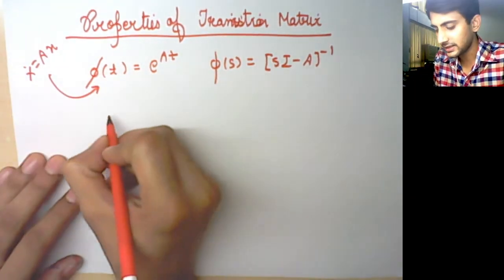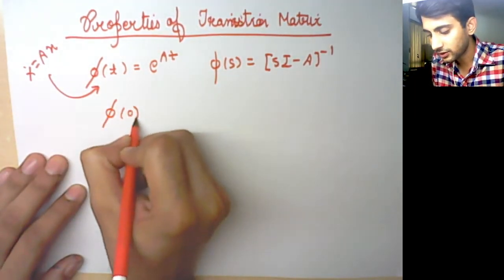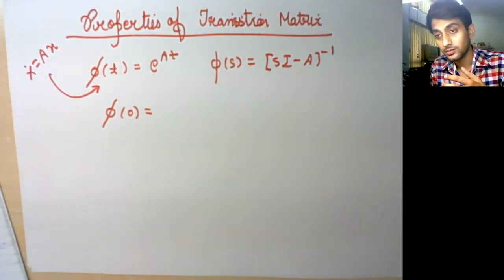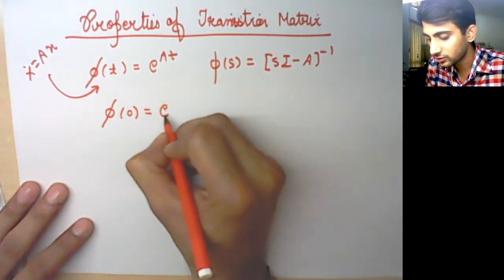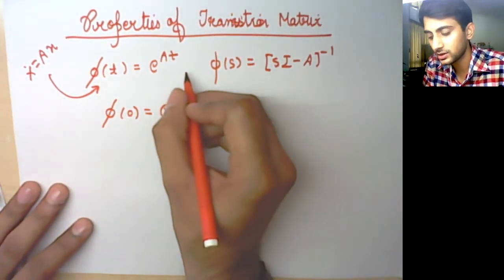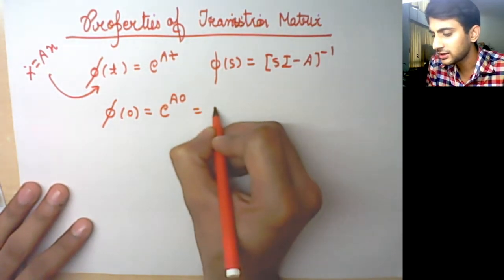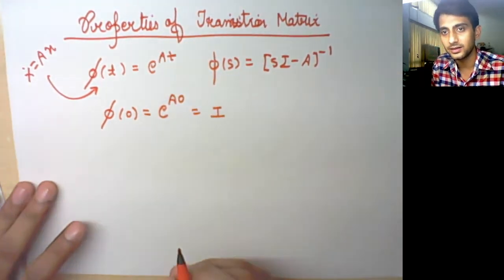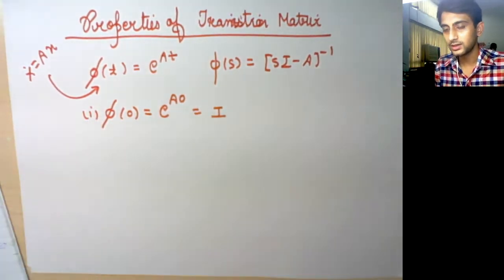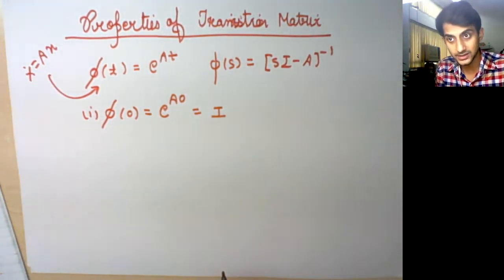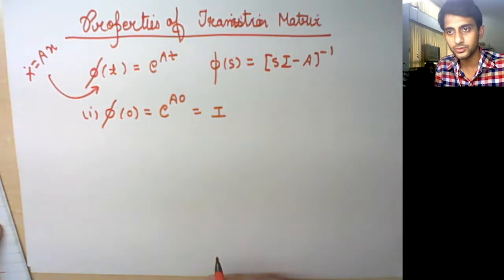First thing, what is phi 0? At the place of t, you just have to put 0. It is e to the power A times 0, so it has to be identity. Property number 1: phi 0 is equal to e to the power A0, which is equal to identity.